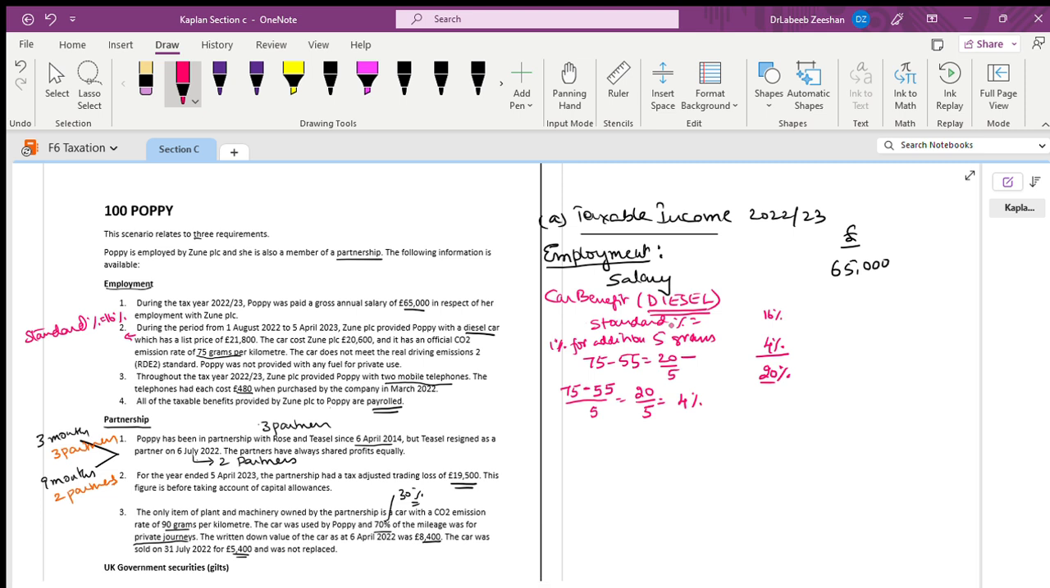See the way it is. We have to be very cautious on that. How much is the car benefit percentage? For diesel you take 16%, and for the additional it will be 4%. It comes to 20%. This is what we have to put separately.